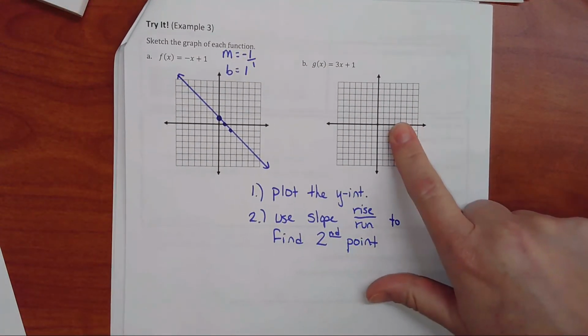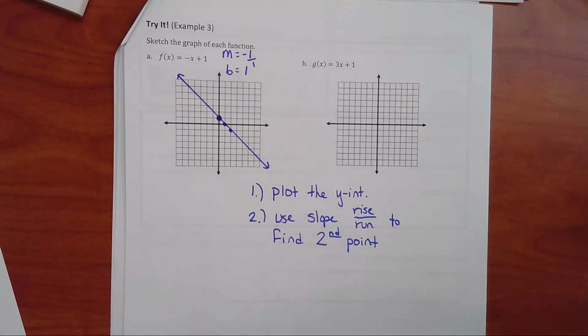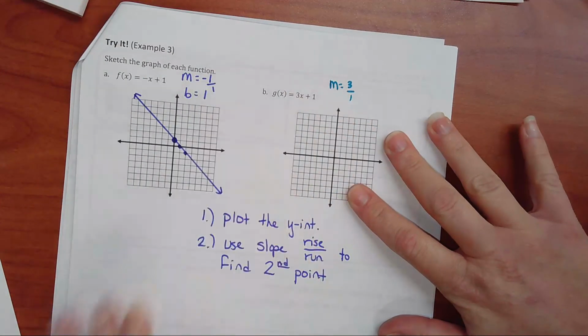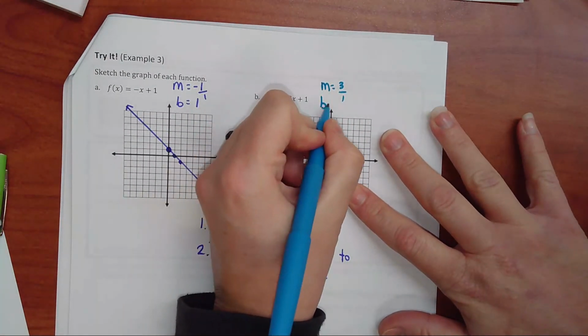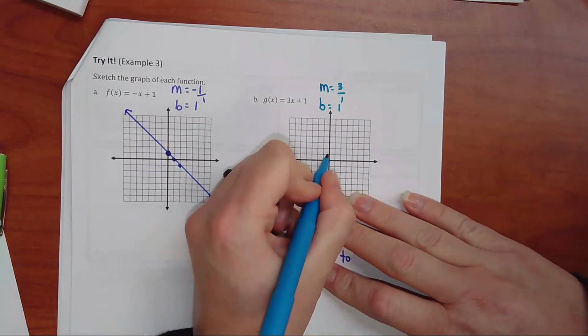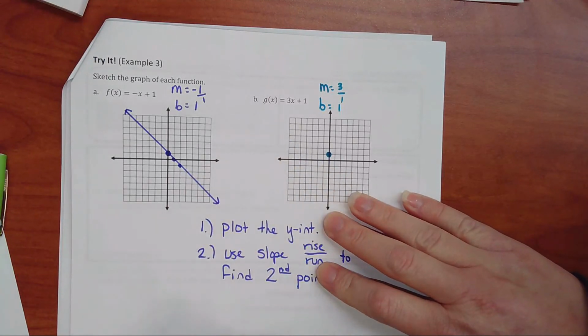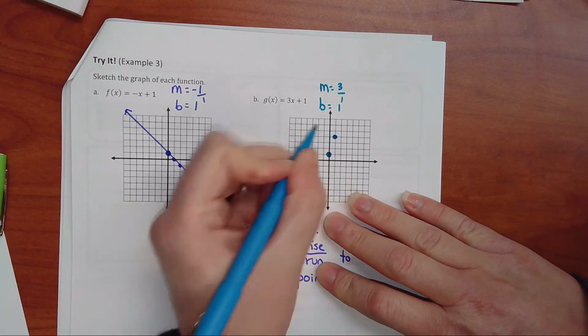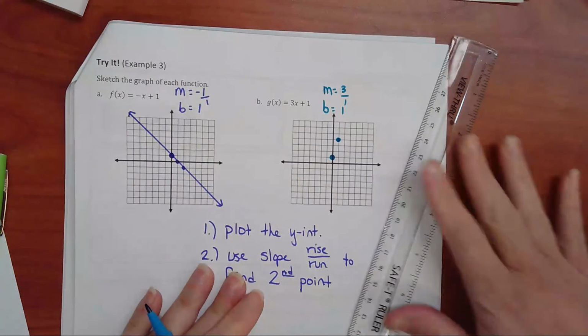And then for this one right here, I have a slope of 3, which is 3 over 1, and then a y-intercept of 1. So I go up to 1, put a dot, and then from here I go up 3, right 1, and then connect the dots.